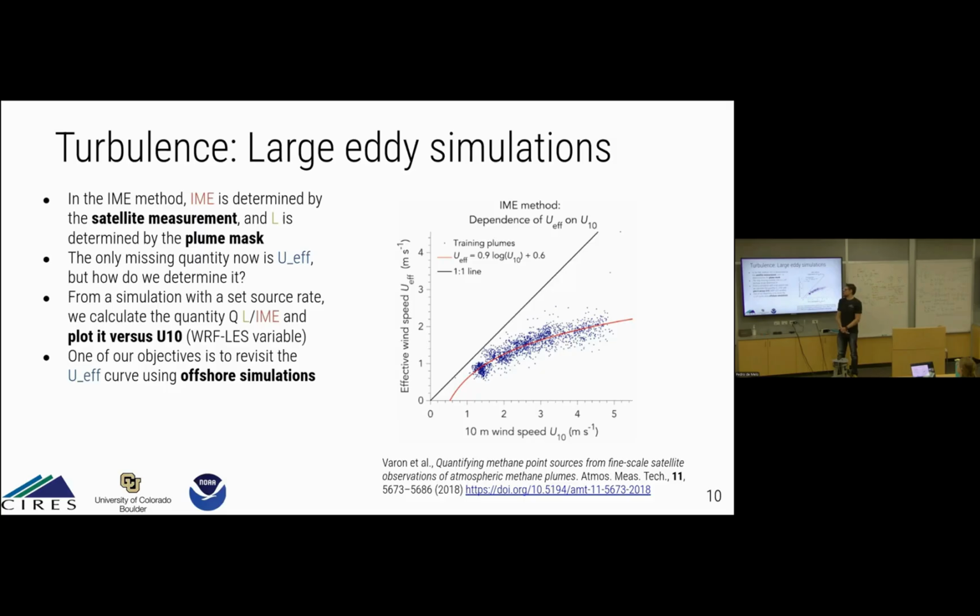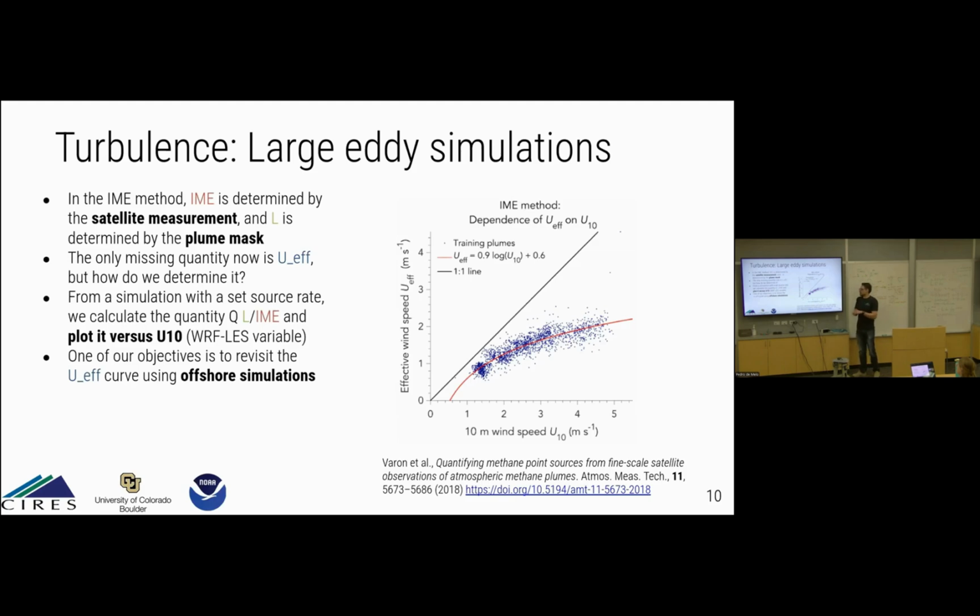But the only missing quantity now is U effective, and we don't know yet how to determine it. And the thing is, from a simulation with a set source rate, so you simulate a synthetic methane emission experiment, you can isolate U effective in that expression before, and you define the leak rate Q in your simulation. You can calculate L at each time step, and you know the methane enhancement at each time step as well. In your turbulence software, in our case, the Weather Research and Forecasting model, the large eddy simulator, will also calculate a 10-meter wind speed at that location.